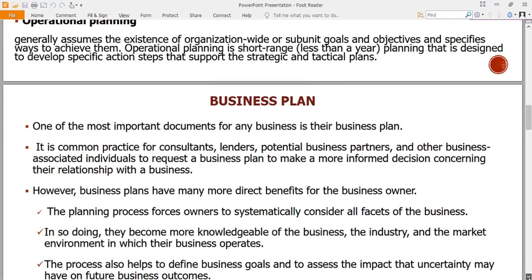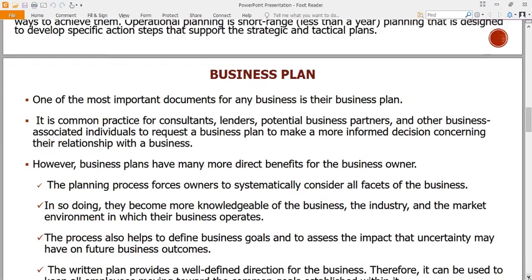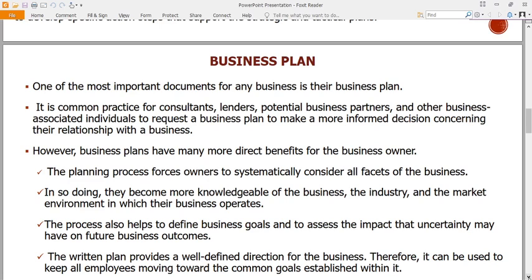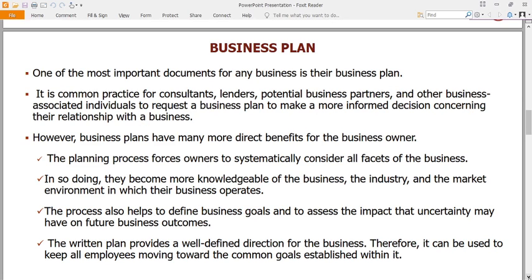Then we have what we call, so being that planning is one of the key functions of a manager, and we are looking at an agribusiness manager, we can't overlook the business plan, and it is one of the important documents.